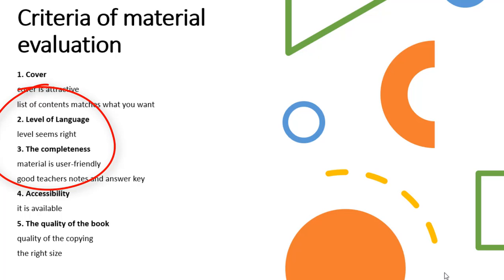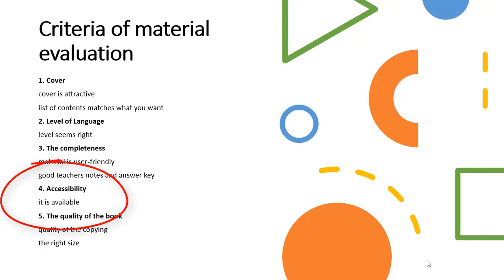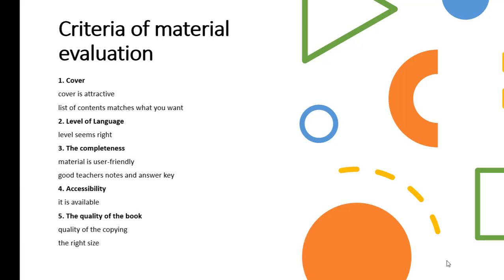Here, for example, you can find that the material is user friendly and there is an explanation or description that the teachers can make use of, such as notes, and there are answer keys for the teachers to check. And also, the book should be accessible, which means that everyone can access and buy this book. It is available. And next is the quality of the book, the quality of the paper, so it is not blurred for them to read, and it has the right size.